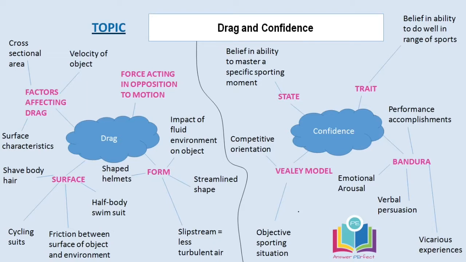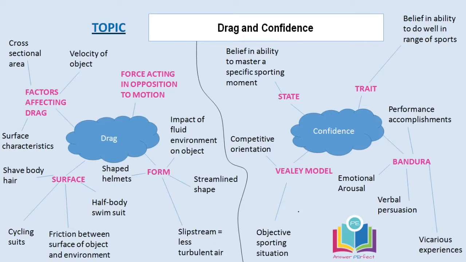Now, there are three main factors which can affect drag. That is the velocity of the object, so how fast that object or that body is travelling at. Obviously, the greater the velocity, the greater the drag force against them. Their cross-sectional area. So if you think of streamlining, they want to make themselves as small as possible. So if you've got a cyclist coming towards you and you think of their cross-sectional area, that is their frontal view. What do they look like?